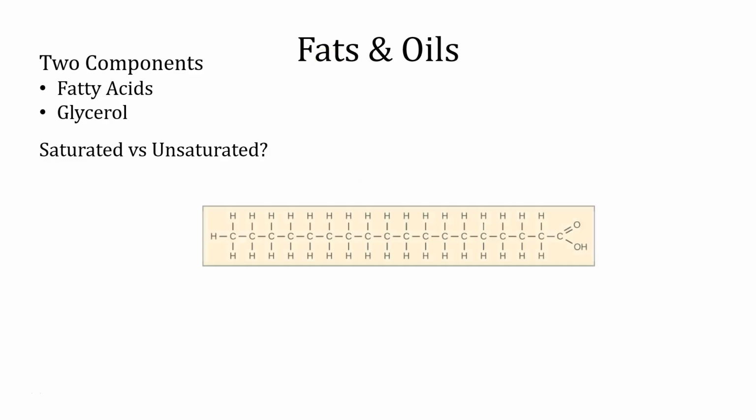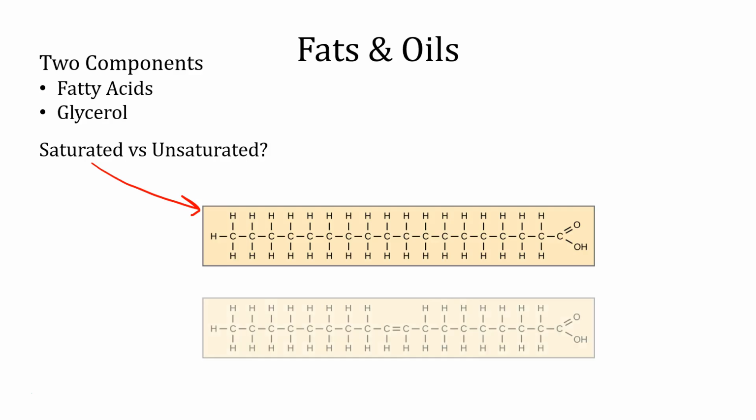Okay. So if we take a look, here's an example of a fatty acid, and when you survey all of these carbons, you don't see any place where there's two lines. There's just a single bond between all the carbons, so this would be saturated. Something that's unsaturated would look like this, where you have a double bond between the carbons.